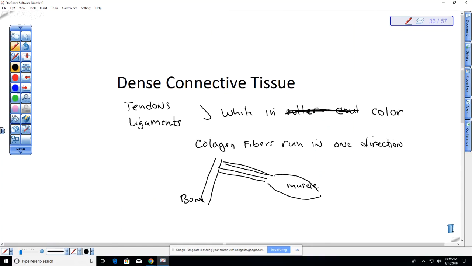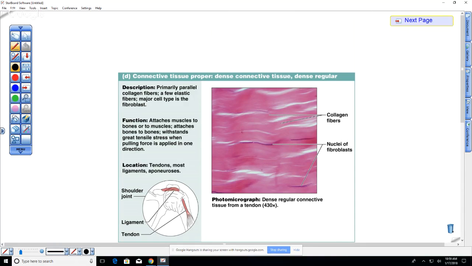Okay, so if we look at the diagrams of this in your book, the images, right? Collagen fibers, here they have dyed them pink, but notice that they're running in one direction. Okay, this is what I was actually kind of trying to draw. So this would be your biceps tendon that connects to the humerus, right? And actually connects over and onto the scapula too.